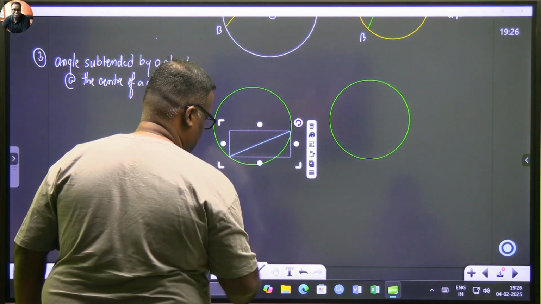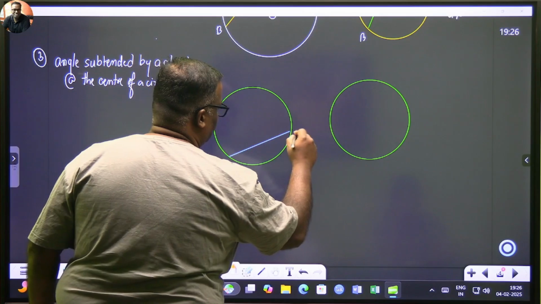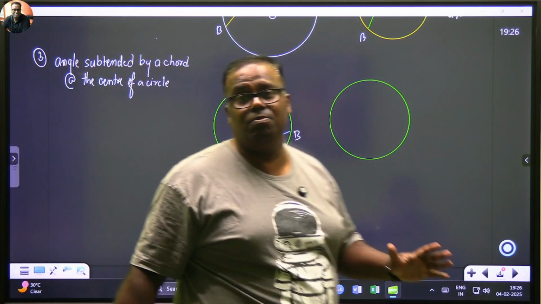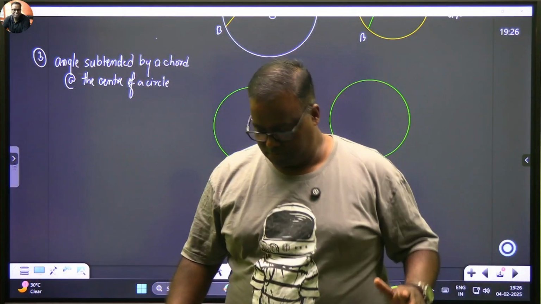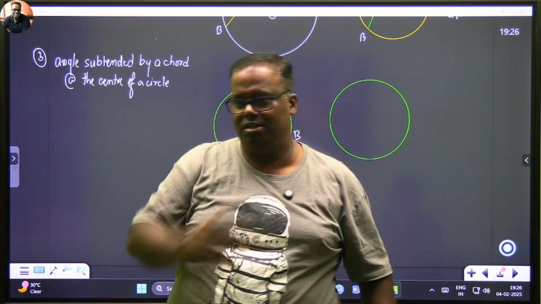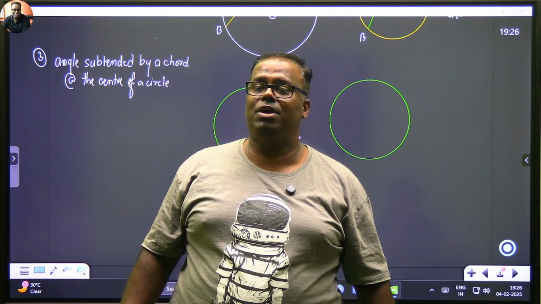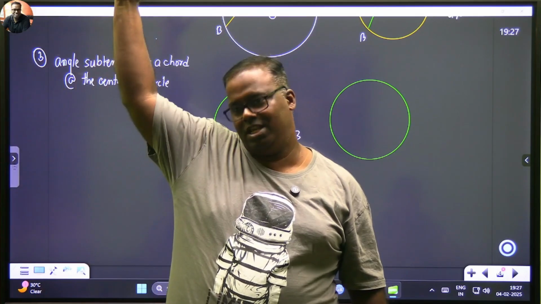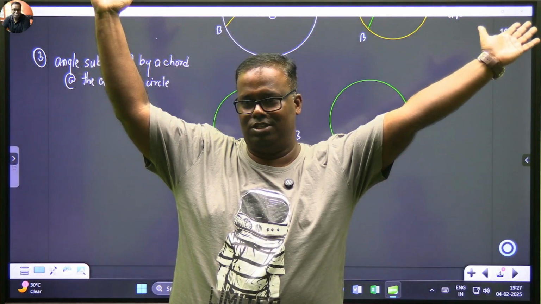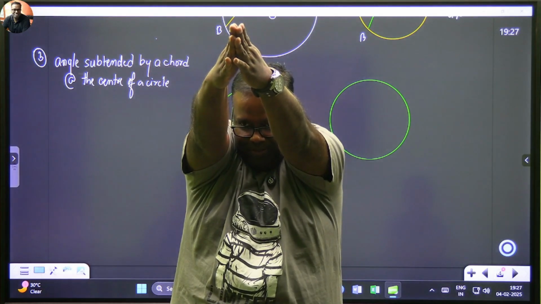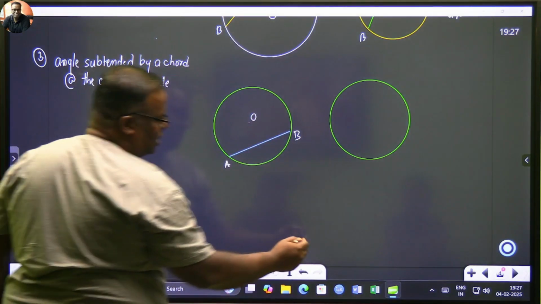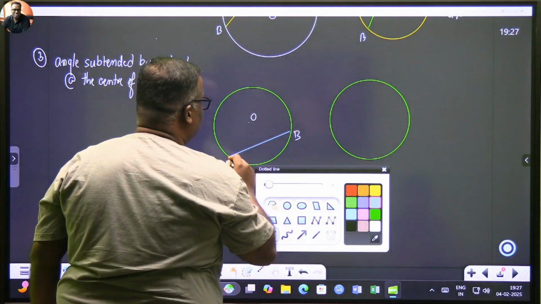This is a chord. And let the chord be AB. So we have to understand a little bit desi out here, okay? Angle subtended by a chord at the center. AB. My two shoulder blades represent AB. Understood? Angle subtended by a chord means I take out this hand and this hand. And then I'll ask for forgiveness. Hazoor, forgive us. And where will we ask for forgiveness? At the center. Absolutely. So we will ask for forgiveness at the center.